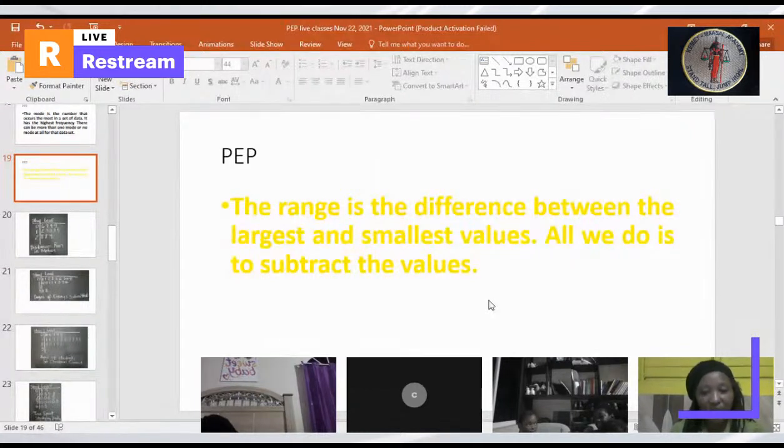And the range is the difference between the largest and the smallest values. All we do is subtract those values. So we just look to see what's the biggest number in the set, what's the smallest number in the set, and we subtract them. So for these, we're going to be doing 4 samples of the stem and leaf. For each one, we are to find the mean or the average, the median, the mode, and the range. We're going to find those for all 4.